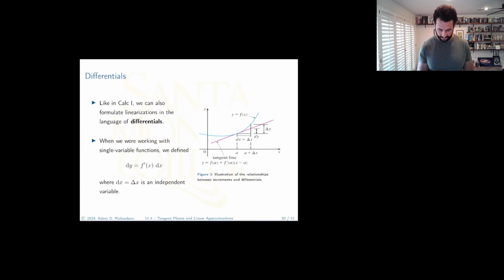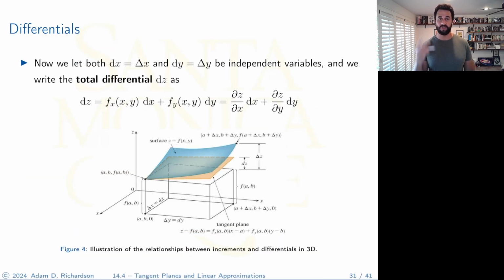Okay, now let's look at it again in 2 dimensions. If we let dx equal delta x and dy equal delta y be independent variables, then we can define the total differential dz as this: partial with respect to x times dx, plus partial with respect to y times dy. That's the idea.